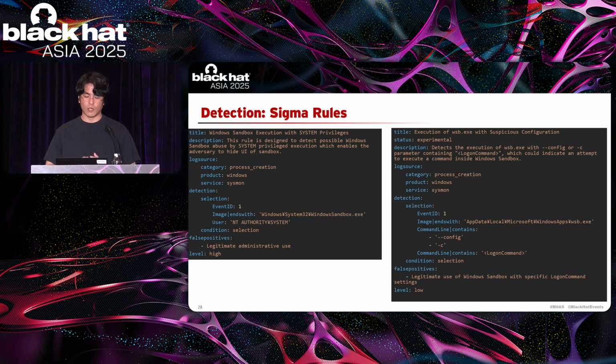So I wrote two different Sigma rules to detect suspicious Windows Sandbox execution. On the left-hand side, the rule is designed to detect Windows Sandbox execution in the system context, which is potentially used for hiding the UI. No one wants to execute a Windows Sandbox with system privilege. On the right-hand side, the rule is designed to detect wsb.exe execution with the config argument, including logon commands. The level of this rule is set to low because it's not necessarily malicious, and there could be some legitimate usage. So I think these two Sigma rules can be used to find suspicious execution of Windows Sandbox.